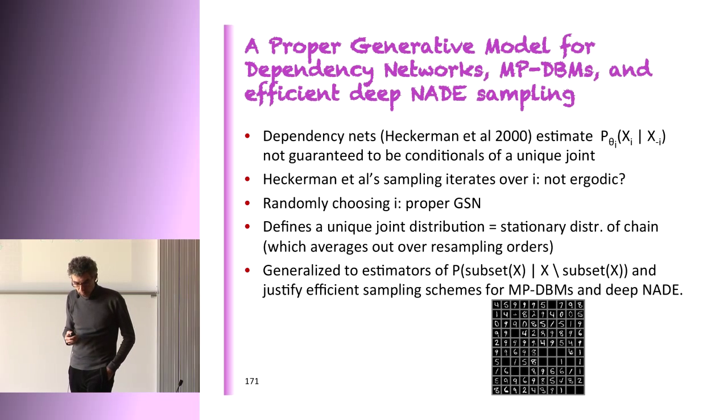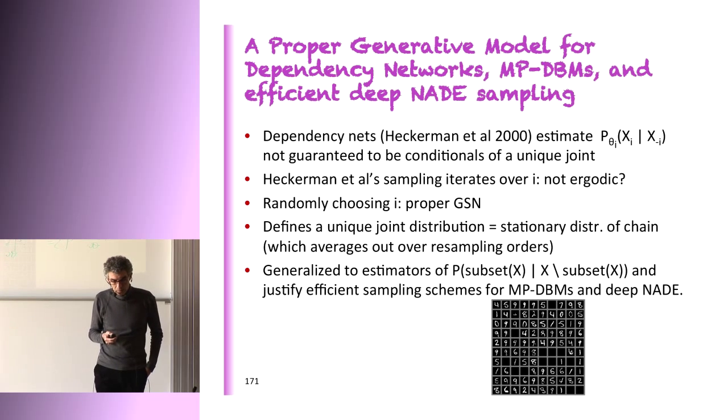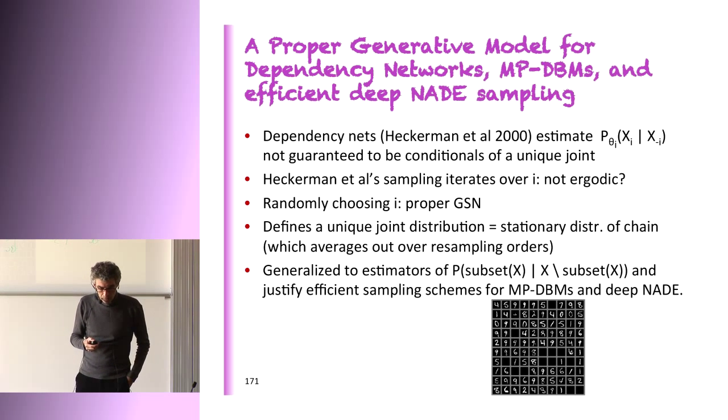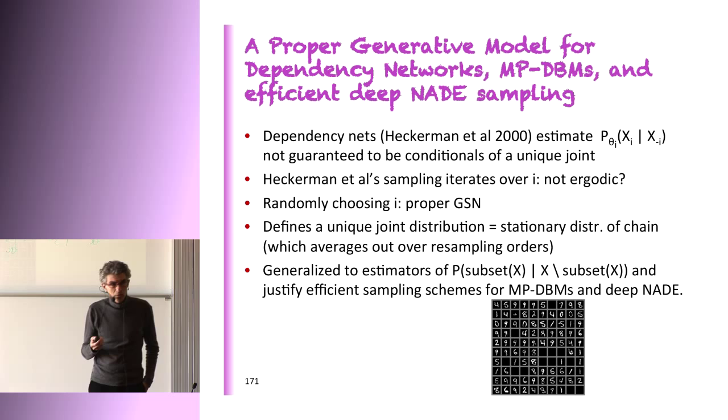This kind of criterion is well known. It's a generalized pseudo-likelihood criterion. But here, because of the way this was constructed, there was no guarantee, again, that it corresponds to a proper joint distribution. It probably explains why the samples were not nice.